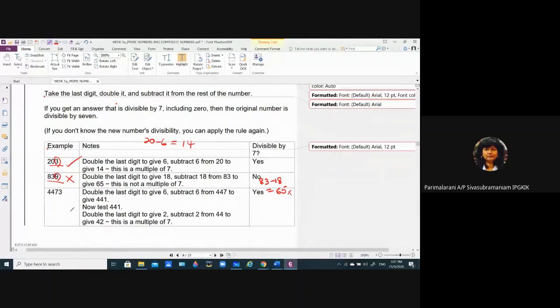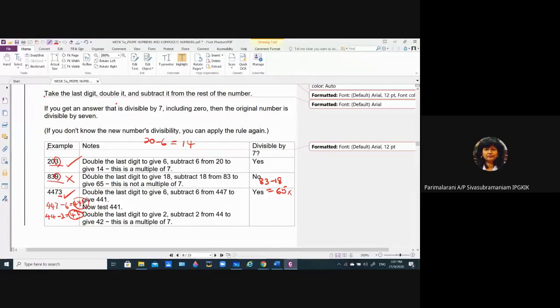Okay, so let's look at one more. This number, look at the last number is 3. 3 times 2 is 6. So 447 minus 6 is 441. When you look at 441, you cannot tell straight away whether you can divide by 7 or cannot. So you continue. We have 441. Last number is 1. Double 1 is 2. So we have 44 minus 2 will give you 42. Now when you look at 42, you know that 42 can divide by 7. Therefore, this whole number can divide by 7.